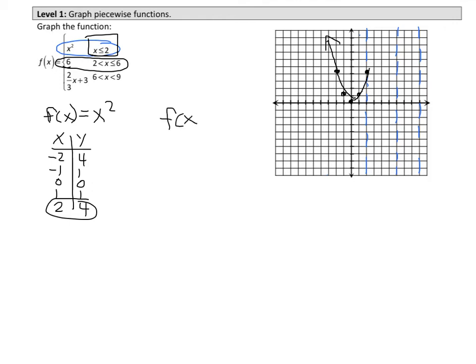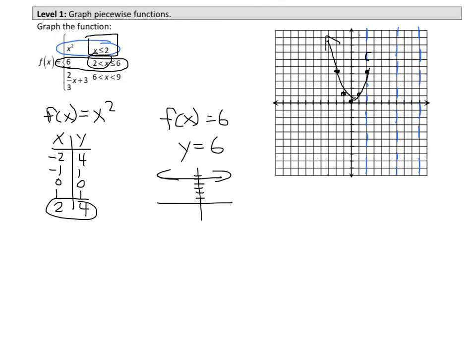F of x equals 6 is the same as the line y equals 6, which, if you remember, is a horizontal line 1, 2, 3, 4, 5, 6 units up. That would be the line y equals 6. But I'm only graphing this line between x equals 2 and x equals 6. So I go up 6 units, and at 2 it needs to be an open dot because it's x is greater than 2. Not greater than or equal.